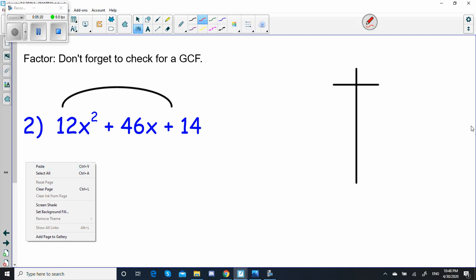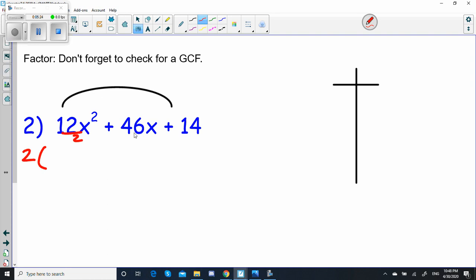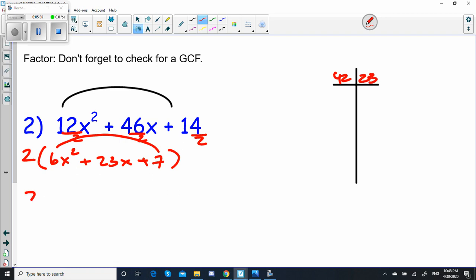There we go. So divide by 2 for each. So that's 6x squared plus 23x plus 7. So we are looking for factors of 42 that give us a sum of 23. And I know it's a sum because they're both plus. Okay, so 1 times 42 adds to 43. 2 times 21, if I add them, I get 23.